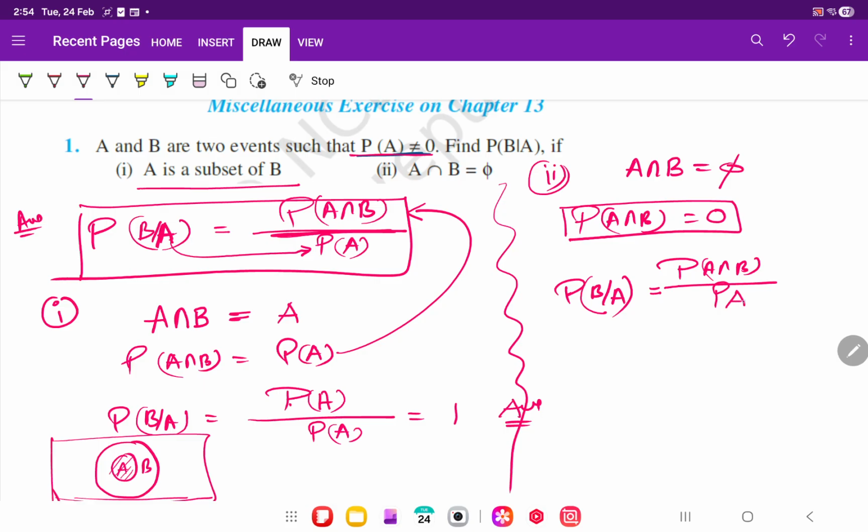Here it will be P(A) in the denominator. The intersection we just did. How much is the intersection probability? It is coming out to be 0 by P(A). So the answer is 0, because whatever P(A) is does not matter. So we got two answers here: the first one is 1 and the second one is 0.